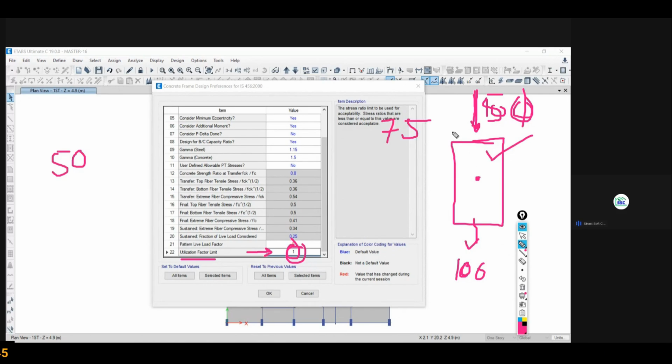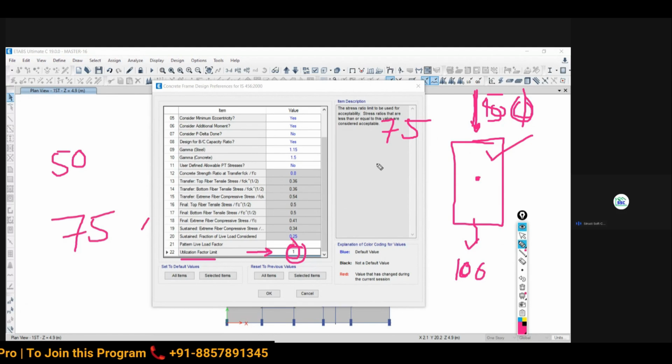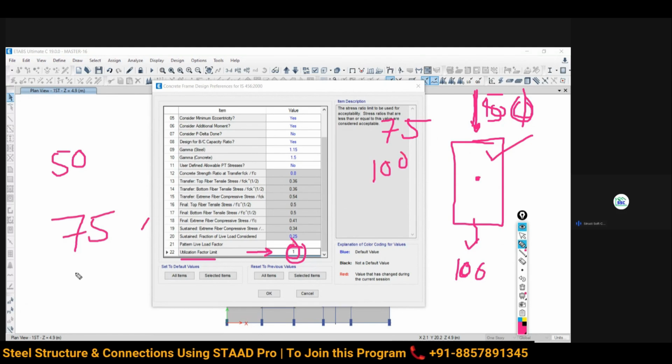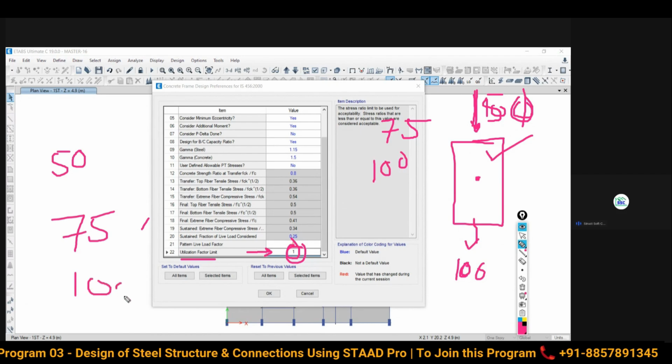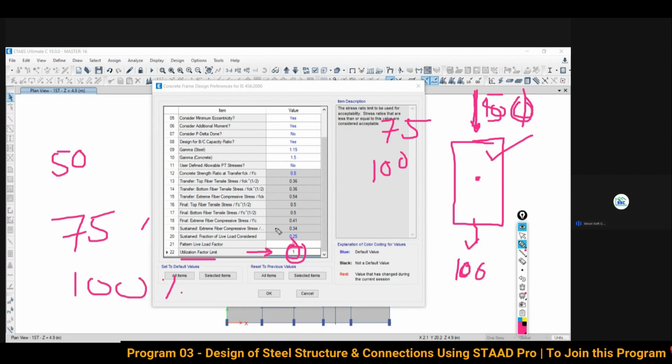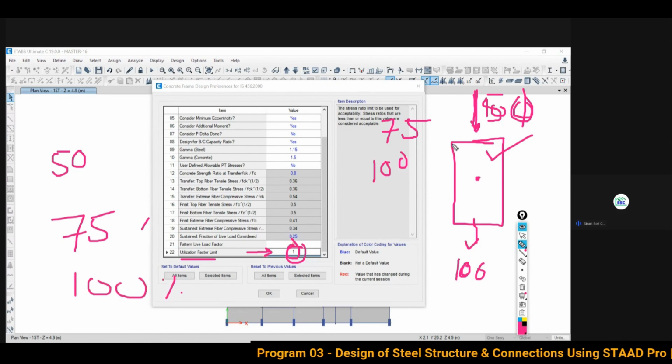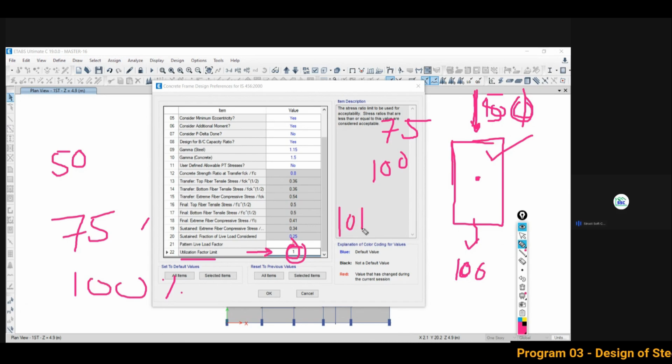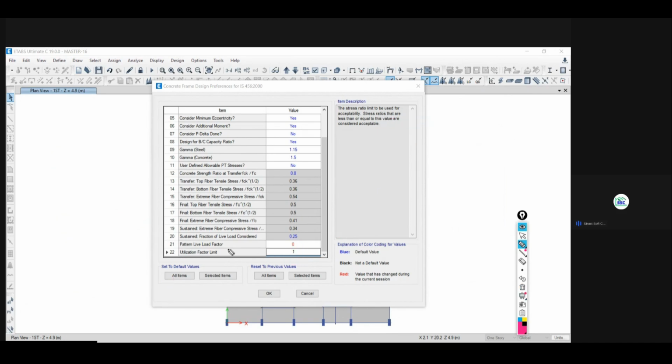When you consider 75 kilonewton, you are utilizing 75% capacity. When you provide 100 kilonewton, you are utilizing the column capacity to its 100%. So the software is going to show this column as failing when you apply a load intensity of 101 kilonewton. Okay, so it is the utilization factor. Whatever the capacity of the column is, you are going to utilize it to its 100% capacity.